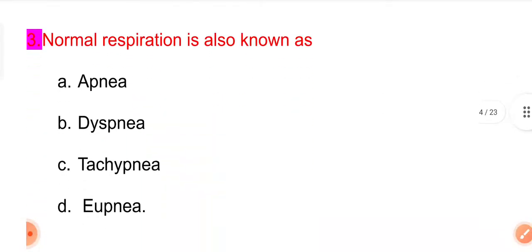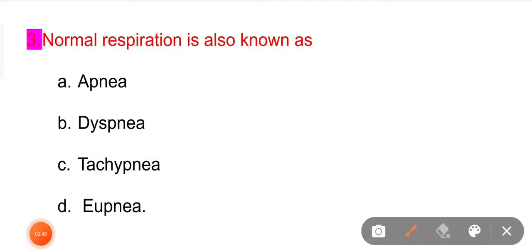The next question is: normal respiration is also known as. The options are: option A, apnea; option B, dyspnea; option C, tachypnea; option D, eupnea. The right option is option D, eupnea. Eupnea is nothing but the normal respiration of a living organism, that is humans or animals, birds, whatever.